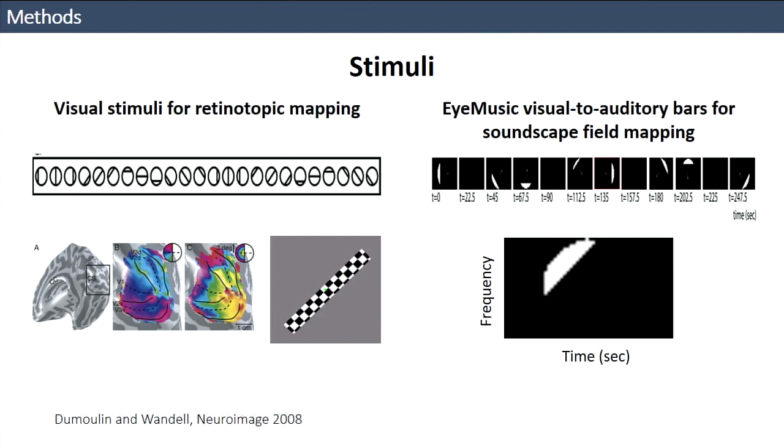So just as the visual bars sweep through the visual space, we converted visual bars into sounds, and the bars move along the soundscape field in 4 different orientations and 2 opposite directions. And at each orientation, 5 bars cover the entire soundscape field. So let's try to see a short demonstration.